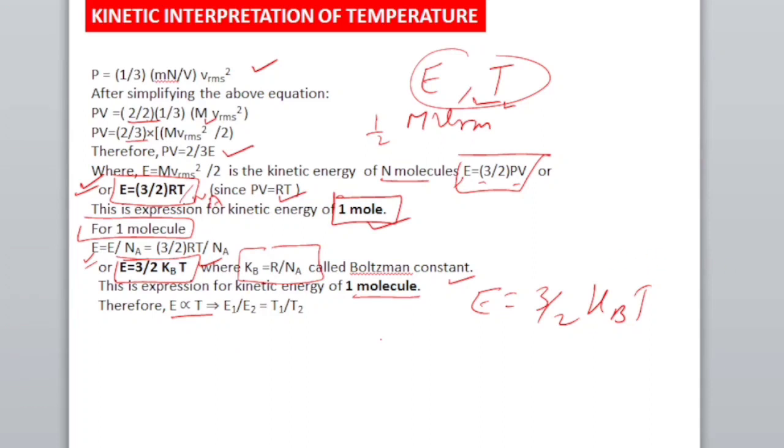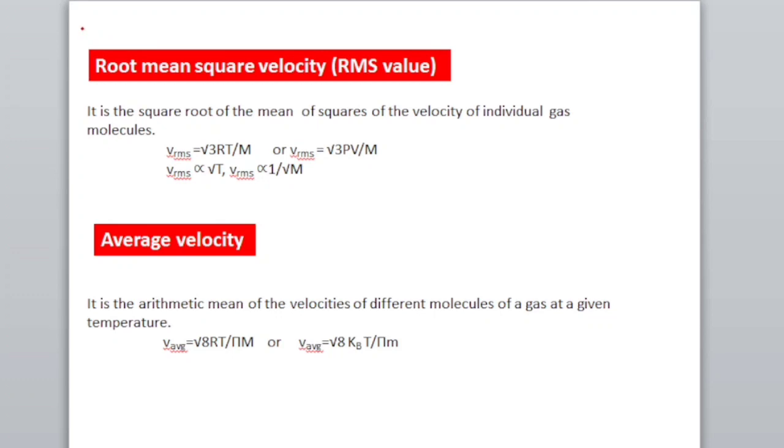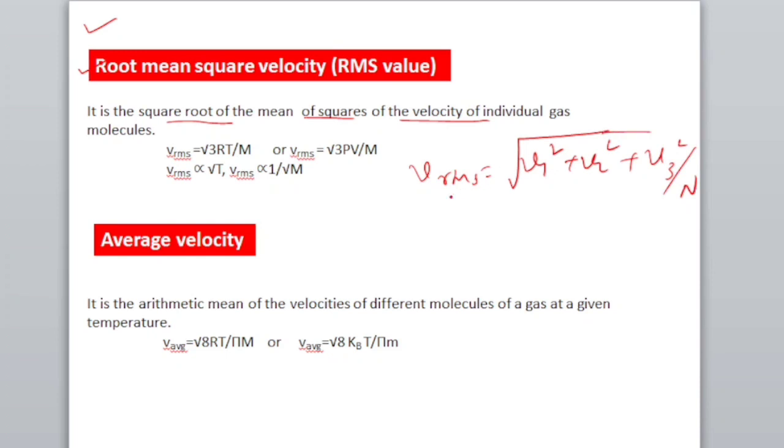After this, the next topic is different types of speed. First one is root mean square velocity. What is this? I already told you that it is the square root of the mean of squares of the velocity of individual gas molecules, along all the directions. This is root mean square velocity, and for its formula, just remember it. No derivation is required. It is helpful when you solve numericals.